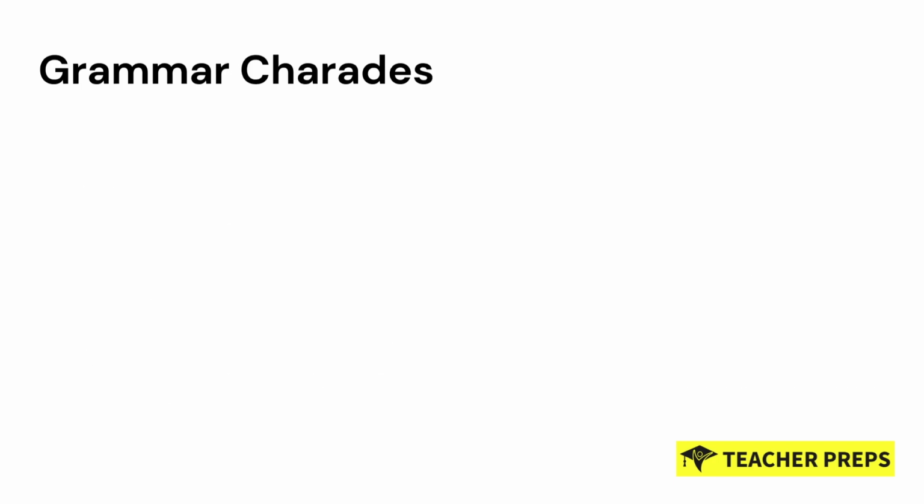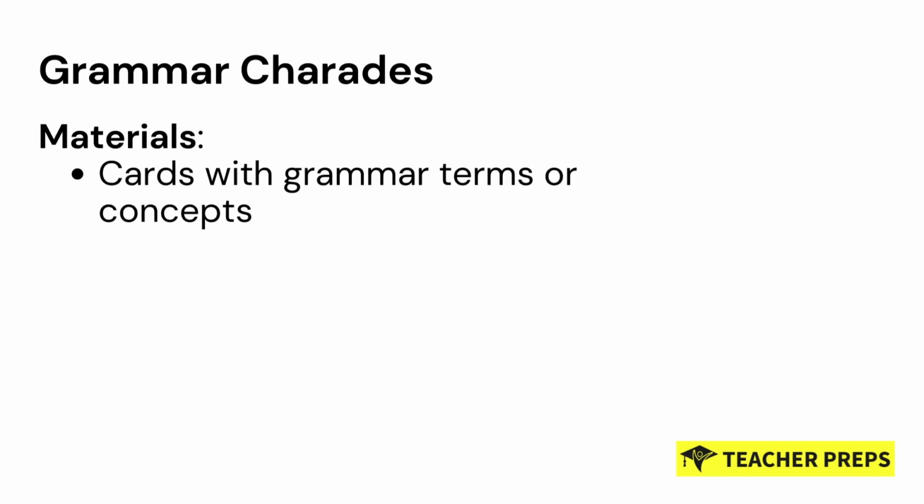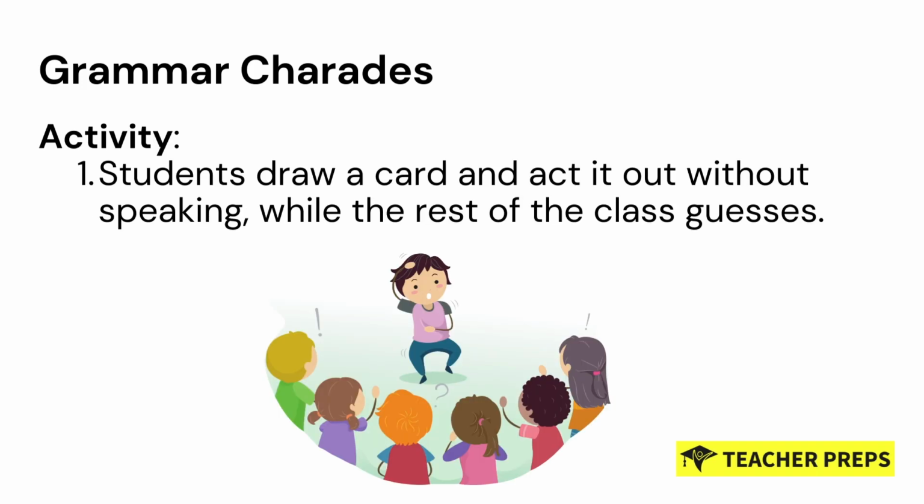Next, we have grammar charades. This works great with kinesthetic and visual learners. Materials here are cards with grammar terms and concepts on them. For example, adjective, exclamation, or question. The activity is when the students draw a card and act it out without saying a word, while the rest of the class guesses what it is. For example, a student draws question, and the student might look puzzled and mimic writing a question on the paper.